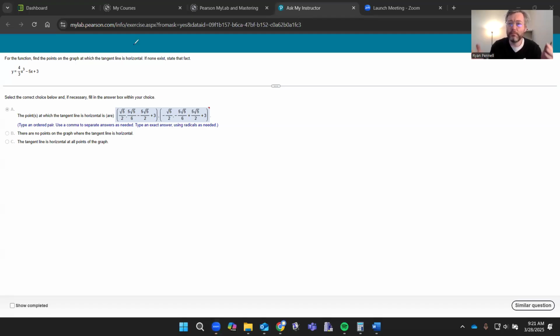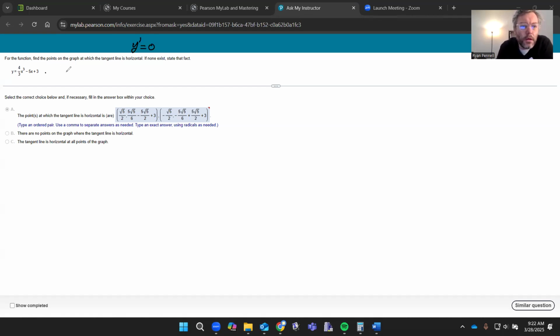Take a look at this problem and see if we can't solve it. We'll see what happens, huh? All right, for the function, find the points on the graph for which the tangent line is 0. Tangent line is 0 makes me think that we need y prime to equal 0. So I need to find that somehow. How am I going to find that?